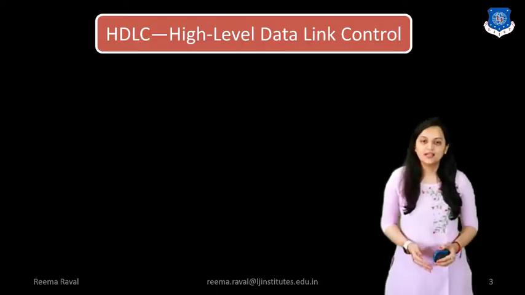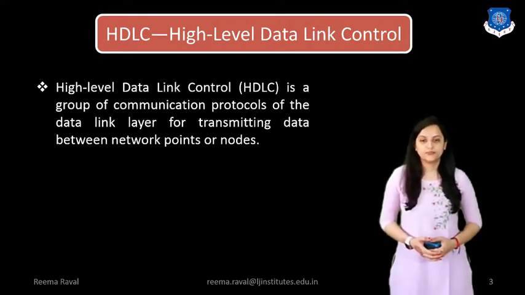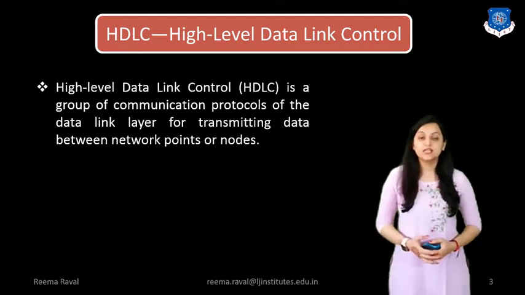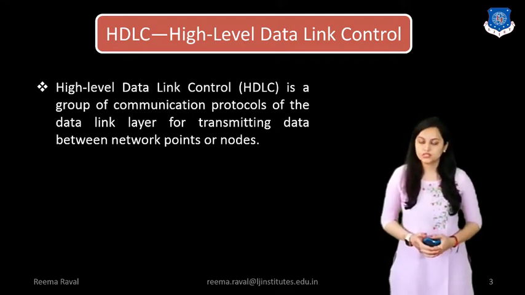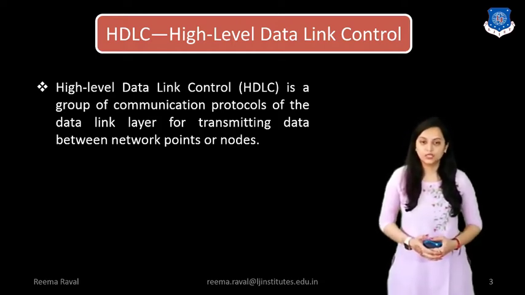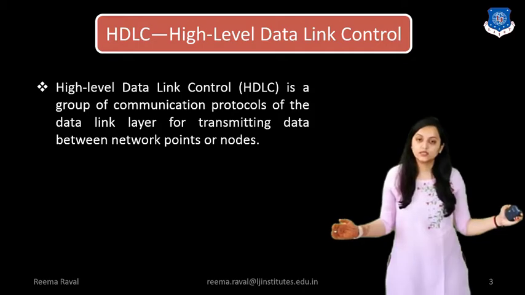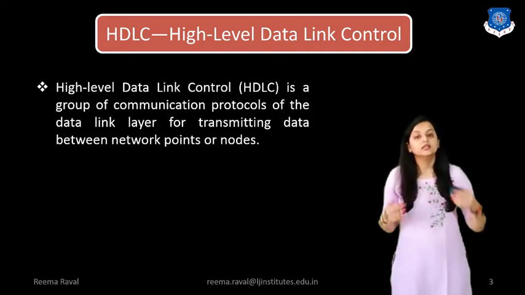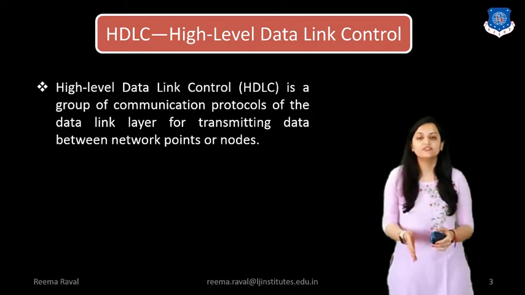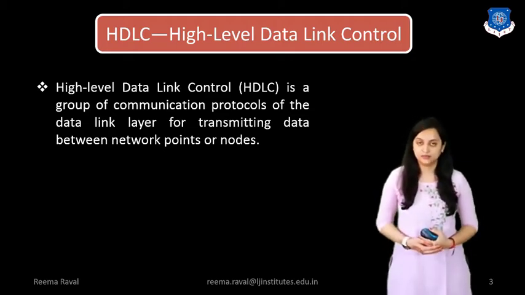HDLC means High Level Data Link Control. Now, what is HDLC? High Level Data Link Control is a group of communication protocols of the data link layer for transmitting data between network points or nodes. That means let us assume that in any network there are different nodes or different points, and whenever we are establishing a communication using these nodes, this is a group of communication protocols for such kind of transmission of the data.